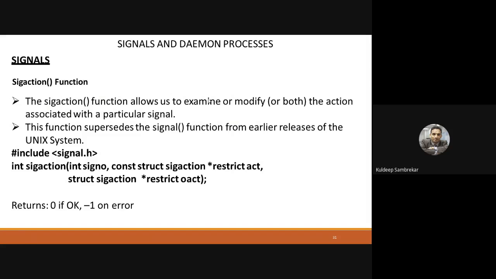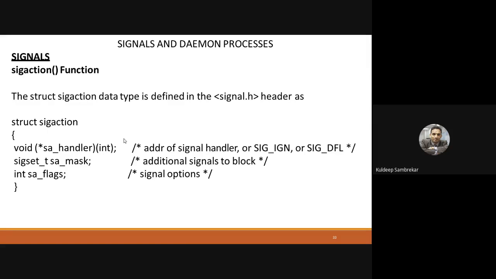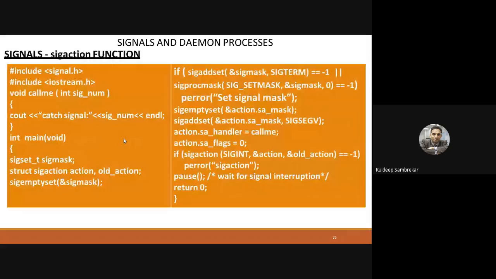This acts as a third party which has the control of the signal. This is very important. Supersedes means it takes the authority from the earlier release of the Unix system. What it does is nothing but the same as what the signal API does, but this is found only in the latest versions of Unix. If you try this code in Red Hat or something, it may not work for you because it is only available on the latest versions of Unix. Okay, so this was about sigaction.